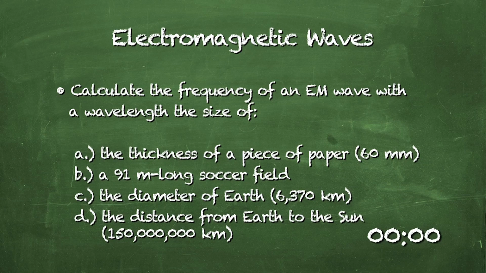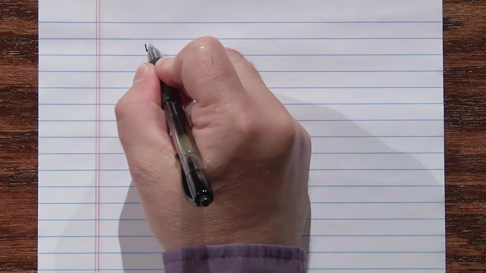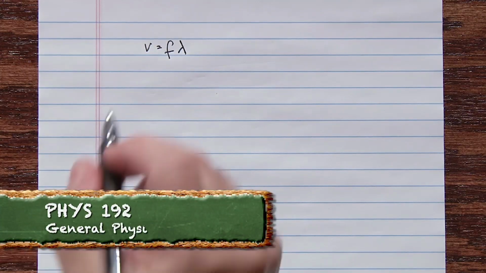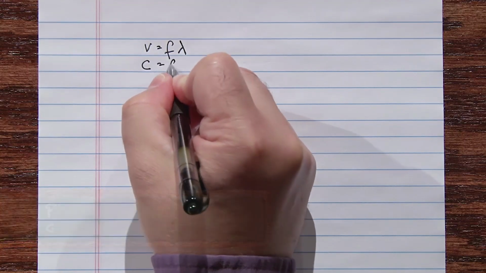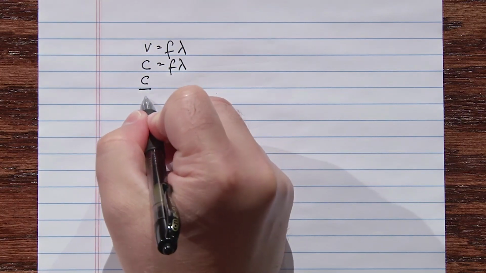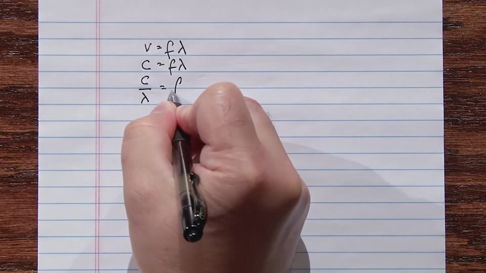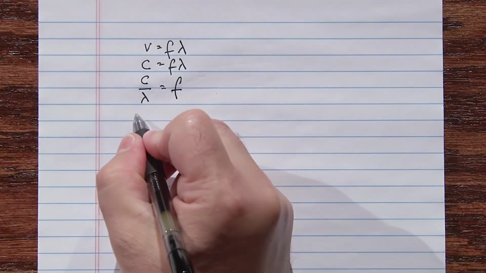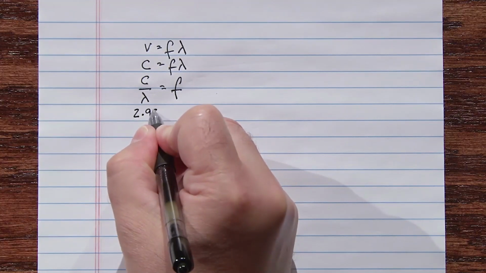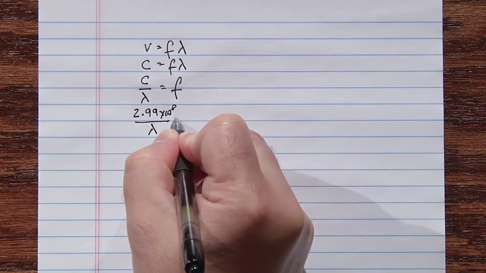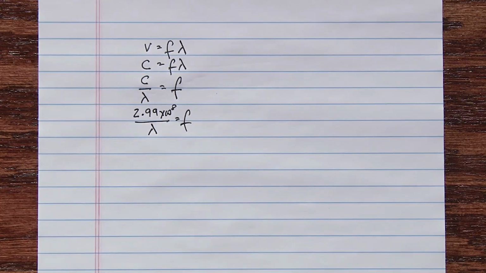Okay, all of these questions are just calculations based on v equals frequency times lambda, where v is equal to the speed of light. So the speed of light divided by the wavelength is equal to the frequency, which is what we're asked to calculate. The speed of light is 2.99 times 10 to the 8 divided by our different wavelengths is equal to the frequency. And we were asked to do this 4 different times.